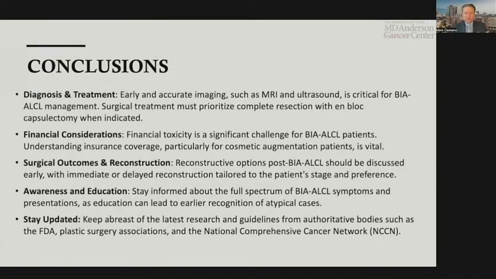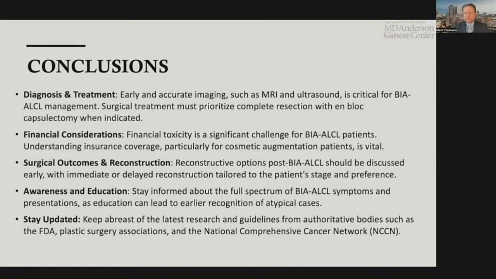I think it's important to realize the financial considerations, for instance, financial toxicity, and the significant challenge that ALCL patients have, and to understand current insurance coverage, particularly for cosmetic augmentation patients, which tend to have the most struggles getting these covered. I think it's important for patients to realize the reconstructive options that are afforded to them afterwards, and that it can be performed in an immediate setting, but it really needs to be tailored to a patient's stage and their current preferences.